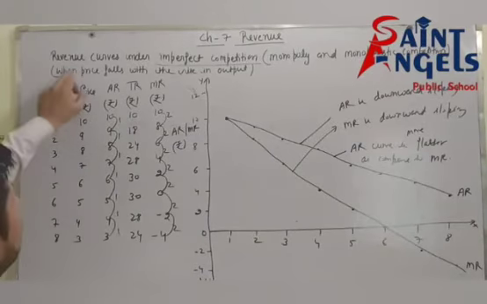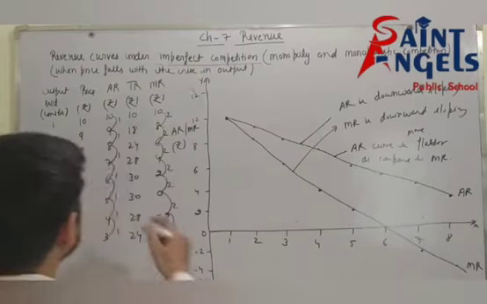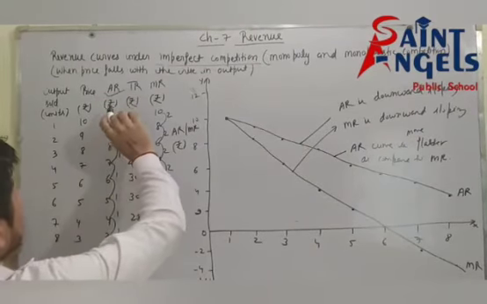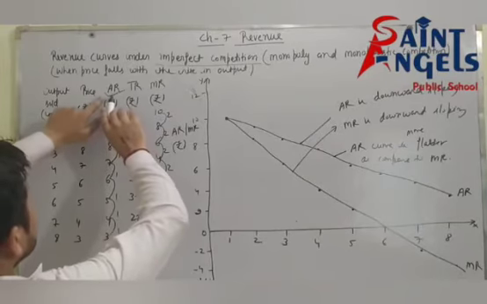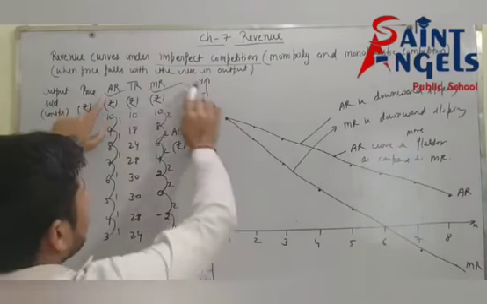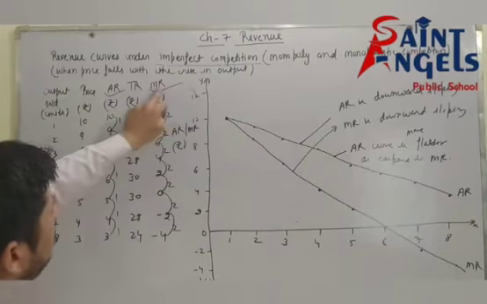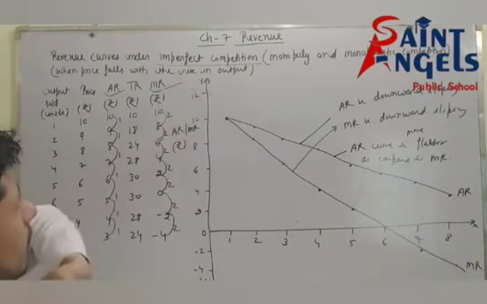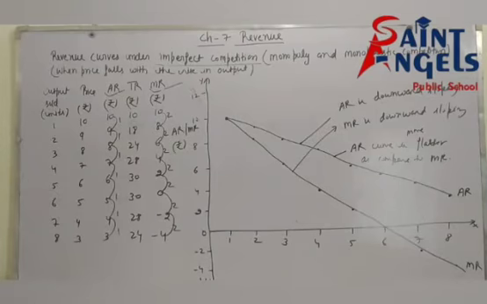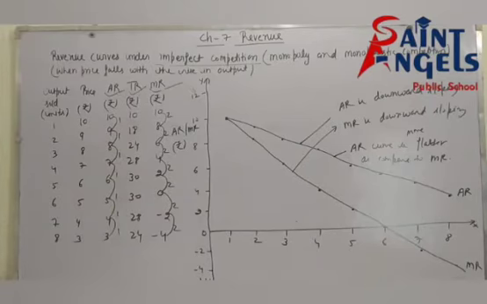Revenue curves under imperfect competition. Now we have discussed revenue curves, that is, average revenue curves and marginal revenue curves under an imperfect competition market. After this, we are going to discuss the total revenue curve under an imperfect competition market. So first of all, please pause the video and note this down.